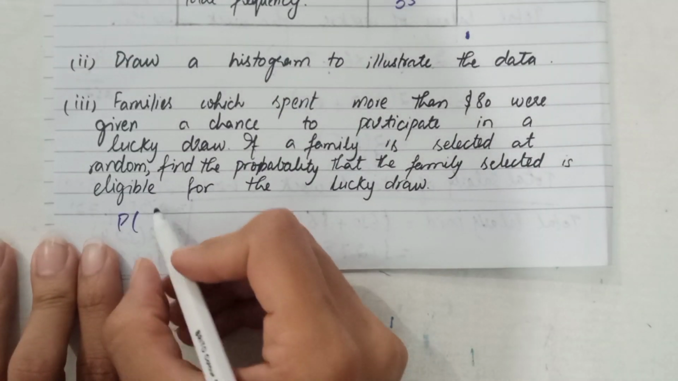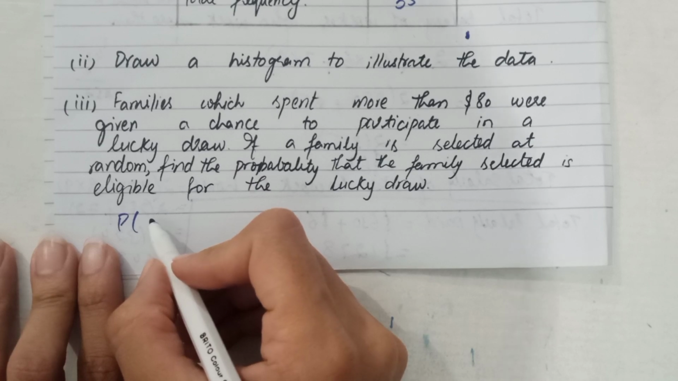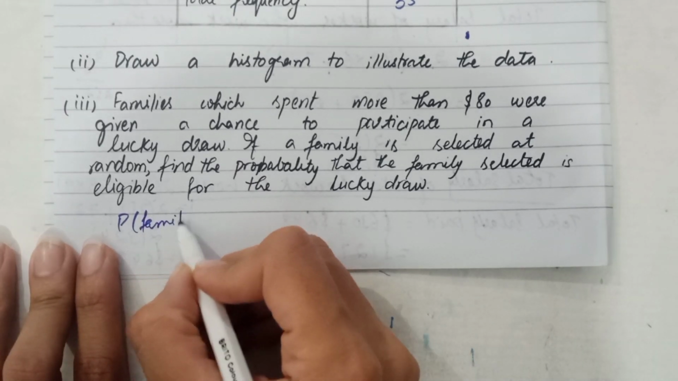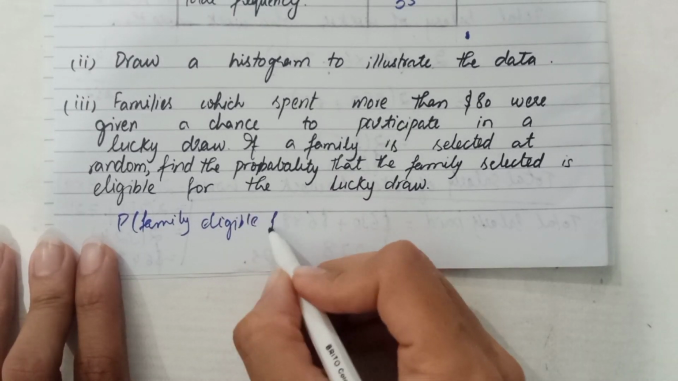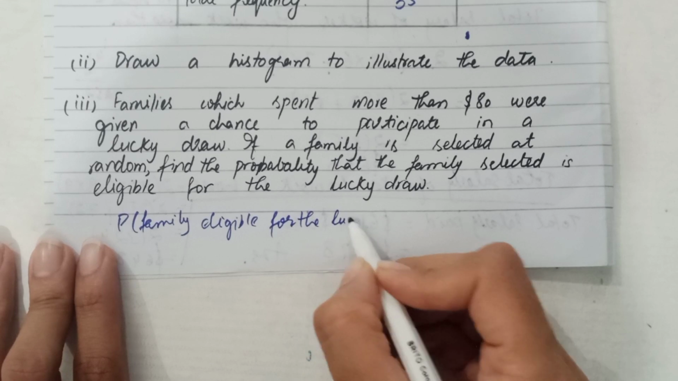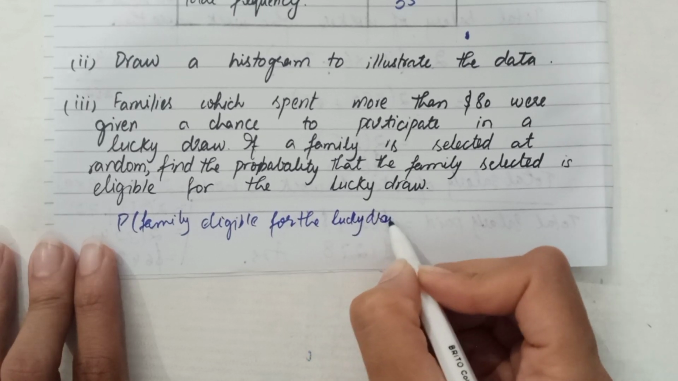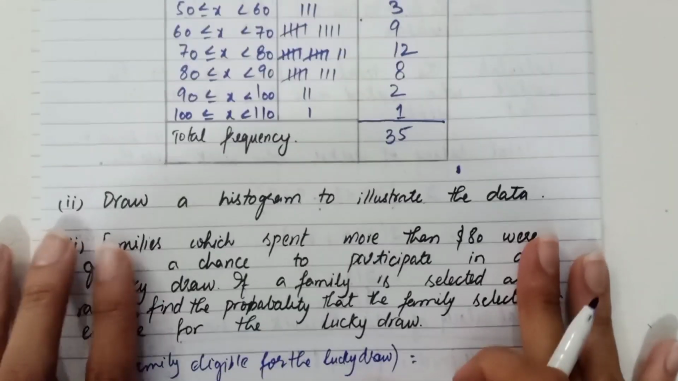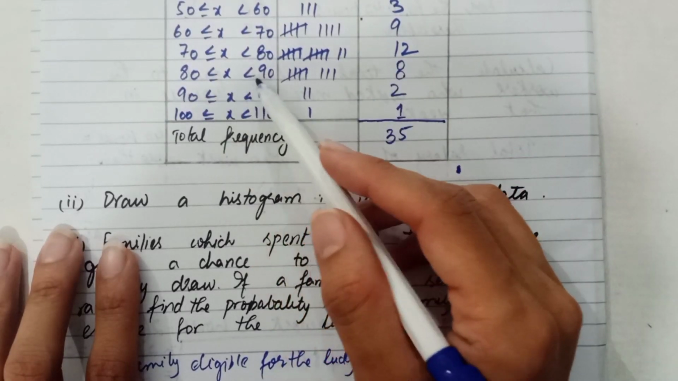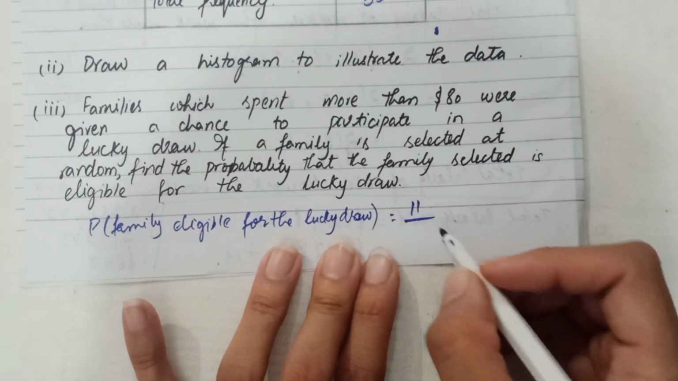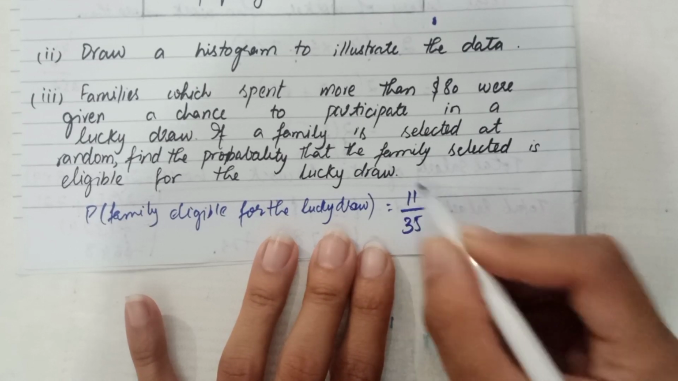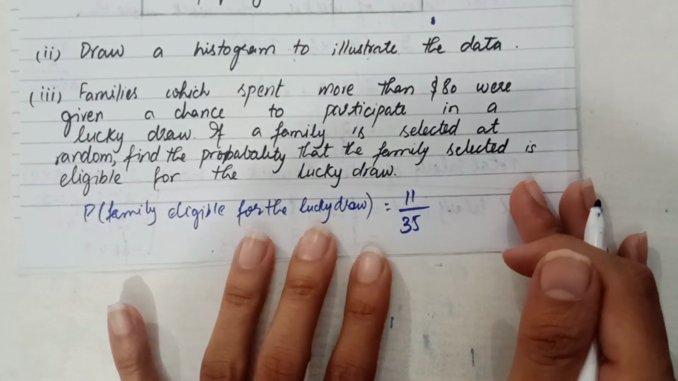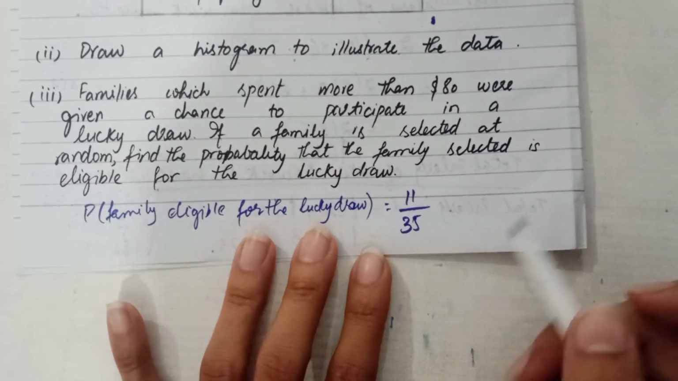Now the probability that the family is eligible for the lucky draw. The families which spend more than 80 are 8, 9, 10, 11, these are 11, and the total number of families is 35. Yes, students, and that is the answer of part number 3.